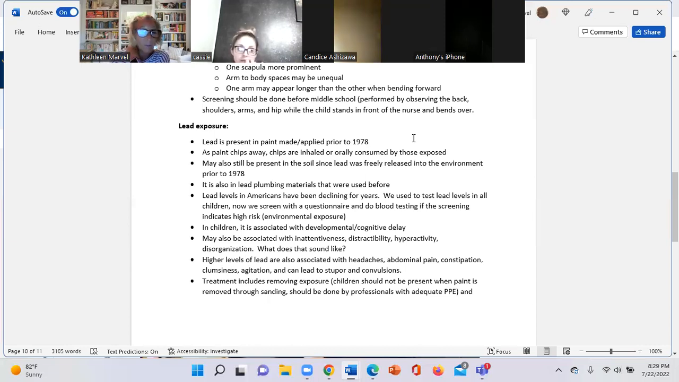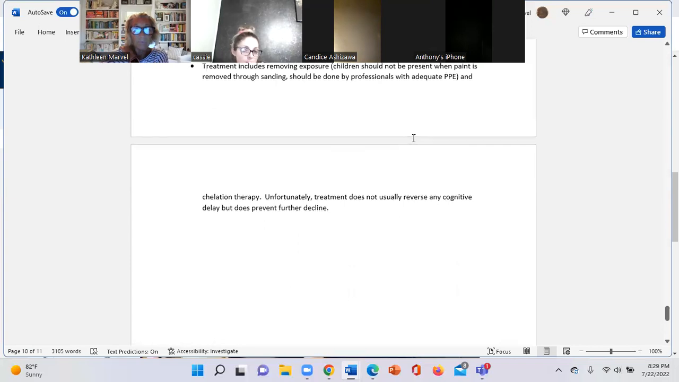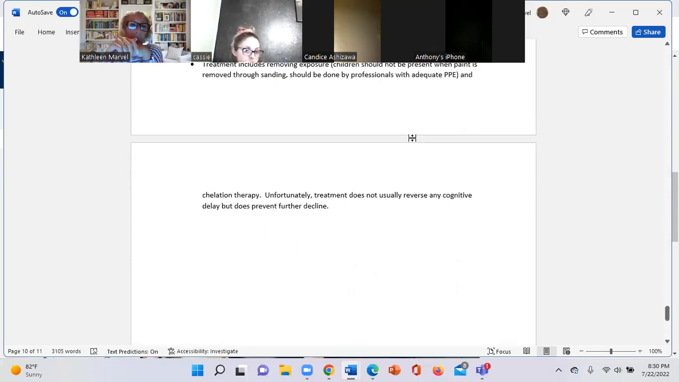Right? So higher levels of lead are also associated with headaches and abdominal pain, constipation, clumsiness, agitation. Okay, what's the treatment? Remove the exposure, right? Children should not be present when paint is removed through sanding. Okay. So lead poisoning is something to be very mindful with kids. Okay.